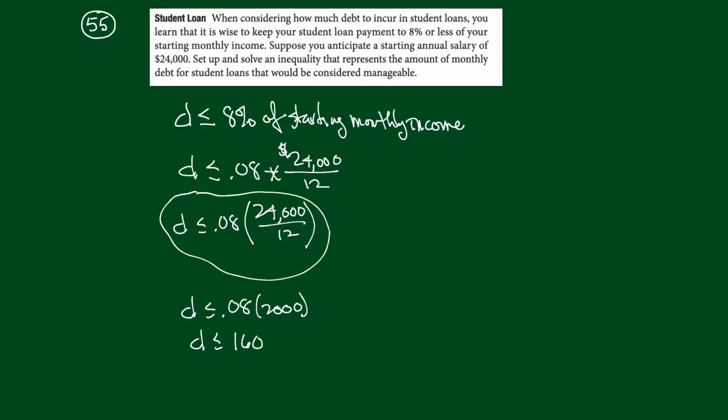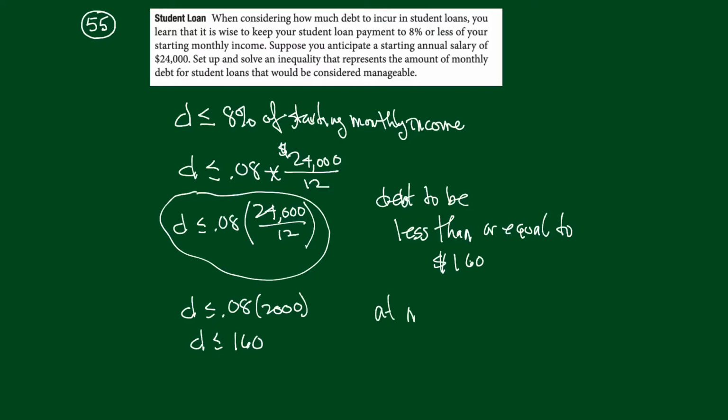So I think what we want here is our debt to be less than or equal to $160 per month. Or if we want, at most, $160 per month.